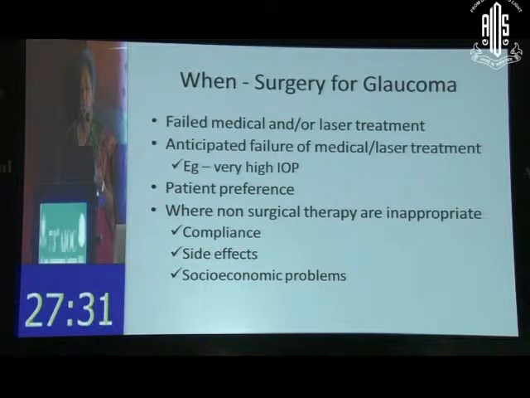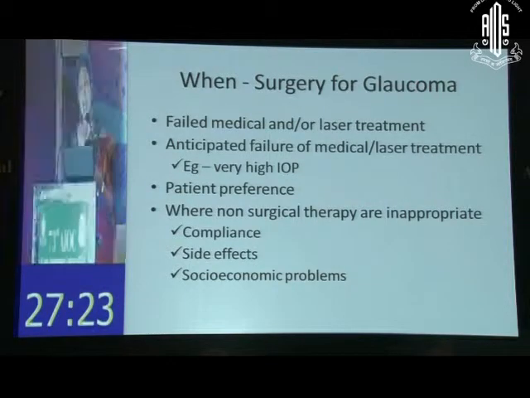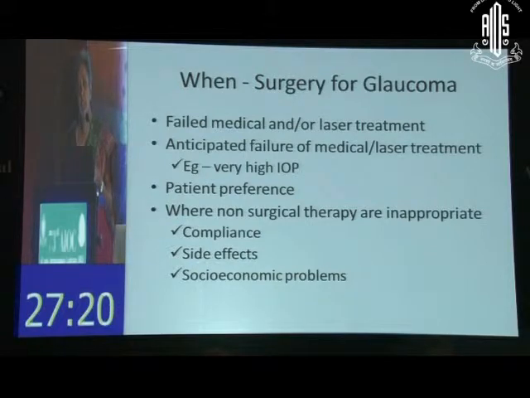In routine clinical practice, we go for surgery when the medications are not effective, or when you anticipate the possibility of failure of medical therapy, especially in advanced glaucomas where the intraocular pressures are very high. When you feel that the medications are not going to bring down the pressures, you do go for surgery. Some people may prefer it when they have difficulty in using the medication. There are certain conditions, when compliance is poor, side effects are severe, or when socioeconomic problems dictate terms, where you may have to go for surgery earlier than anticipated.